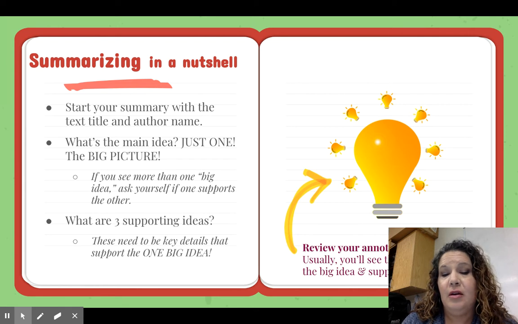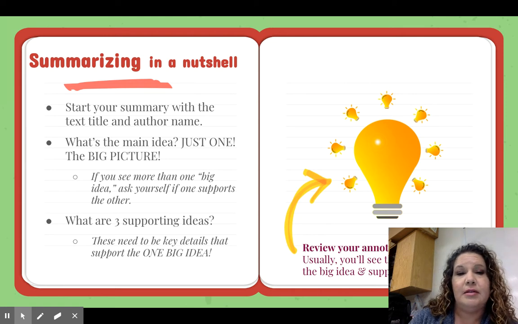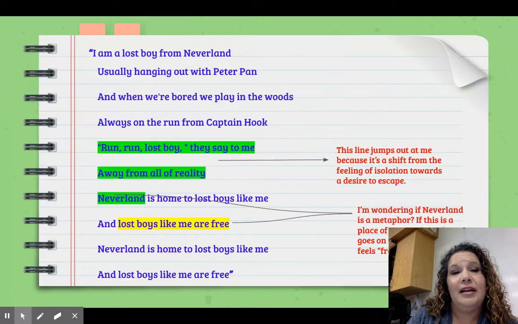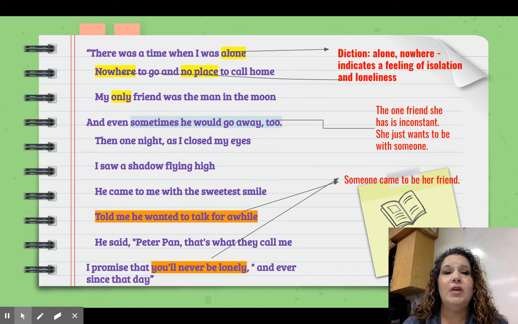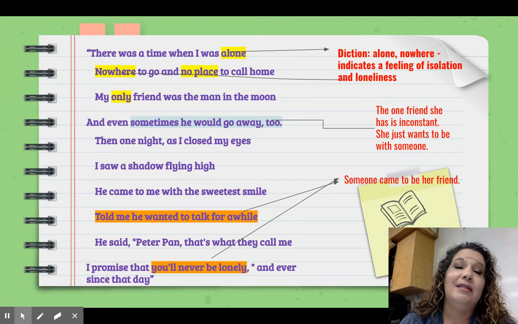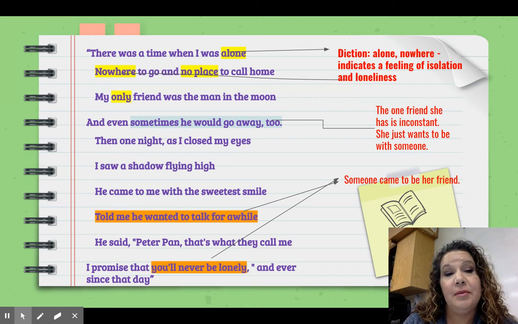To help us do that, we need to review our annotations. Usually, when reviewing the annotations, we'll see the trends leading to the big idea and supporting details. So bear with me as we go back and look at our annotations. So here at the beginning of the song, we noticed that Ruth B. sings that there was a time when she was alone. There was nowhere to go, no place to call home, and she only had one friend, and it was actually the man in the moon, who was not always consistently there.